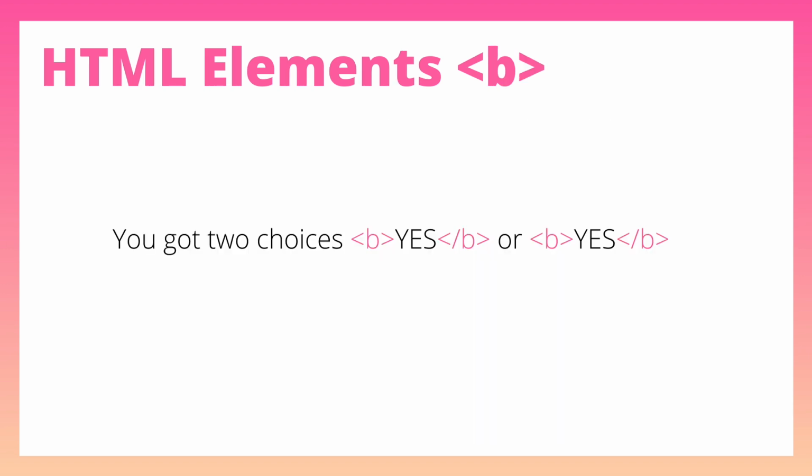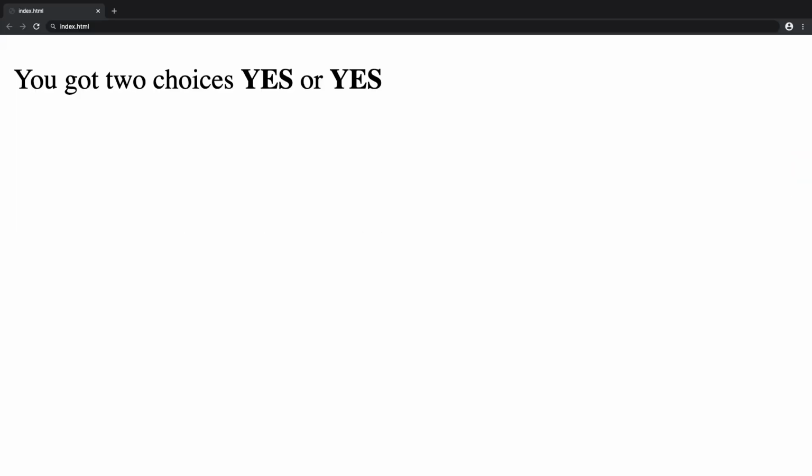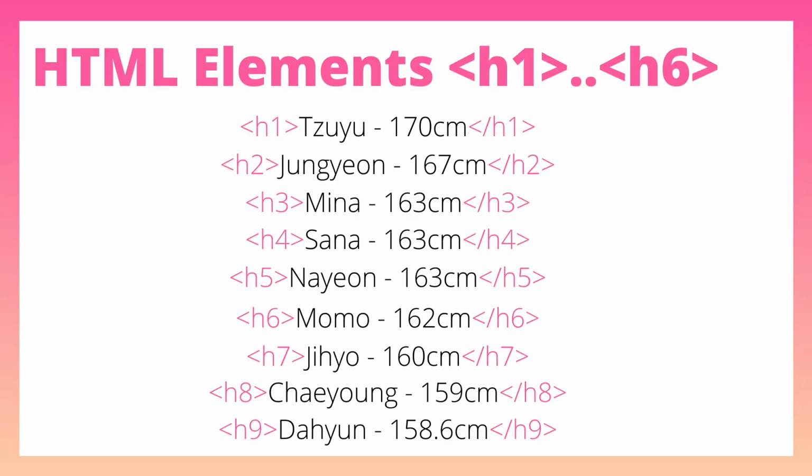Let's take a look at what some of these HTML elements do. The B element will bold the text. Heading tags are titles that you want to display on the page. H1 defines the most important heading, and H6 defines the least important heading. By default, H1 is the largest and H6 is the smallest. H7, 8, and 9 do not exist. Sorry Jihyo, Chaeyoung, and Dahyun.